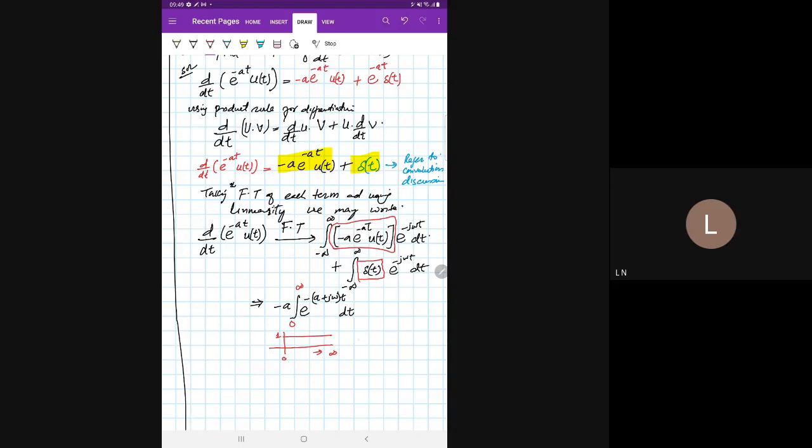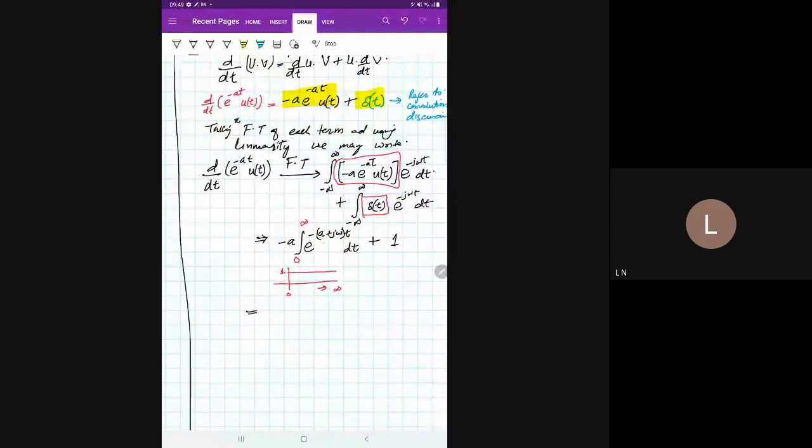Plus, what is the Fourier transform of delta of t? The Fourier transform of the delta of t impulse function is always equal to unity. It is equal to 1. We have derived it many times. Now we can further write it down.